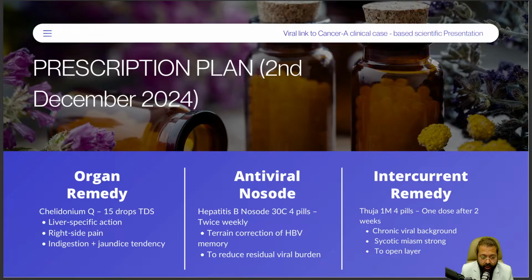Antiviral nosode: as we have the clear-cut history of hepatitis B, here we give the hepatitis B nosode, 30 pills twice weekly, because we know the disease has that kind of origin, so we gave it for correction of terrain. That is hepatitis B 30, and it is also important to reduce the residual viral burden as well. Now here again, the intercurrent remedy, Thuja 1M, 1 dose after 2 weeks.